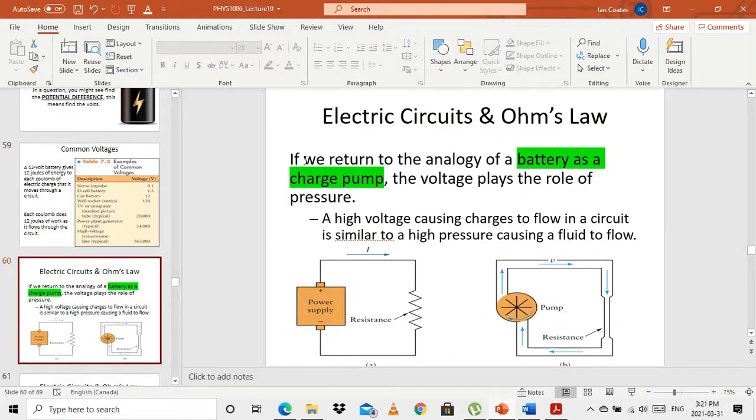If we return to the analogy of a battery as a charge pump, the voltage plays the role of the pressure. Okay, it's the difference. It's the potential energy, the top of the waterfall. A high voltage causing charges to flow in a circuit is similar to a high pressure causing a fluid to flow. So here I have my pump with water. All right, and if I increase the voltage, if I increase the pump, the water's going to start kicking.